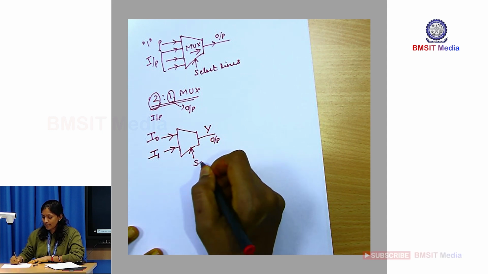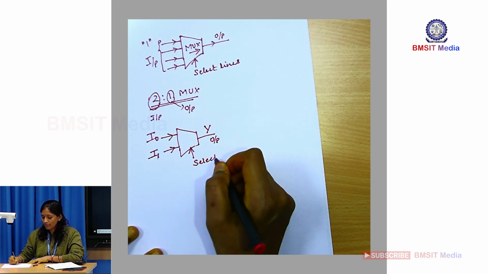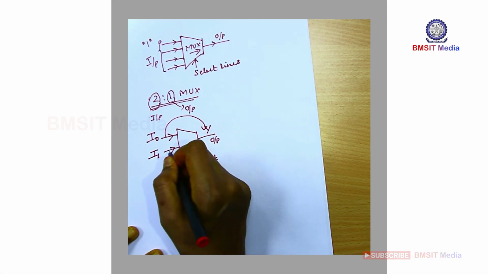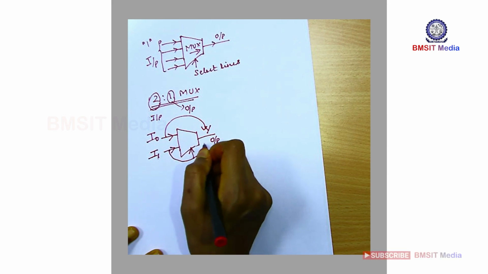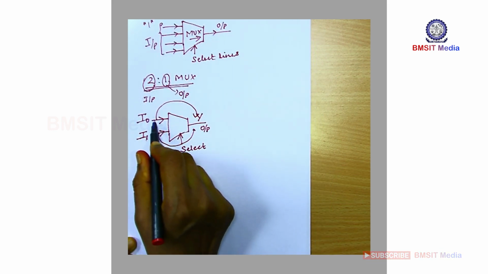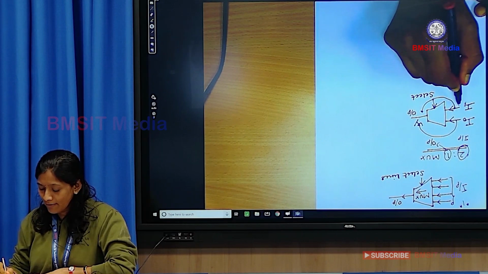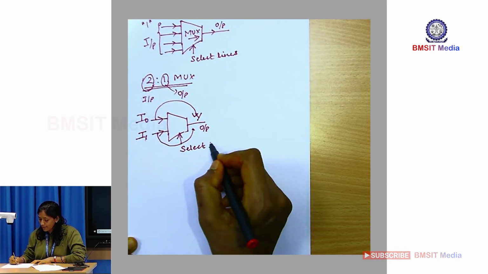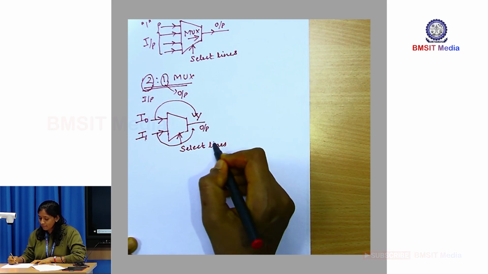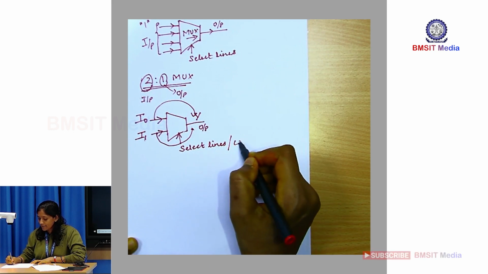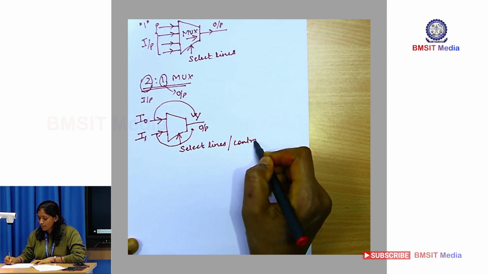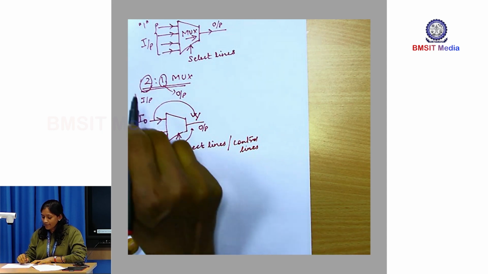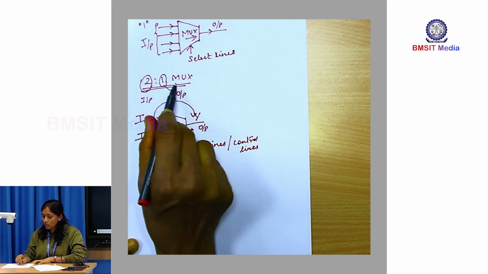Based on these select lines, the data from I0 is passed to Y, or the data from I1 is passed to the output Y. So, these select lines are going to control the data transfer from the lines. As a result, these select lines are also called control lines. Okay, fine. Now, this is the implementation of a 2:1 mux.